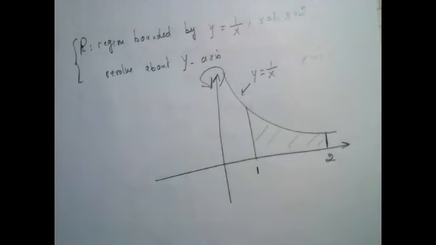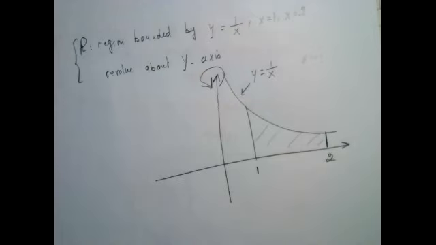It would be a lot easier to do the shell method with this problem. The shell method? Is it easy? I was going to say to do the washer method last. Okay, we could do that, but then we would have two different equations for the height we would have to use.